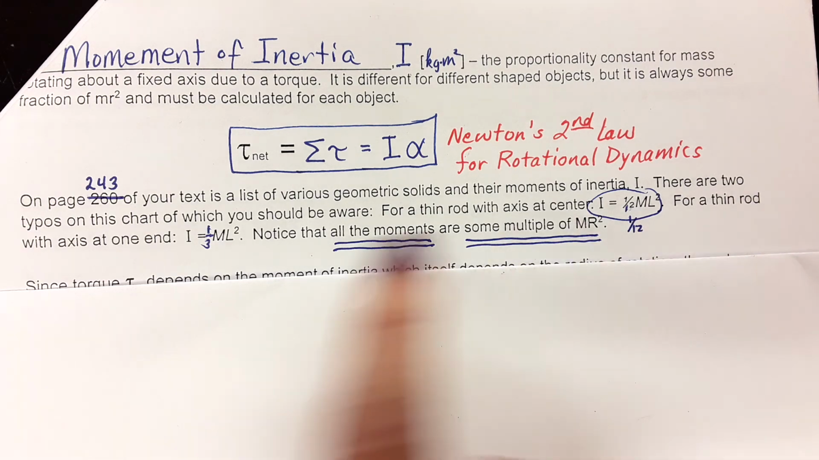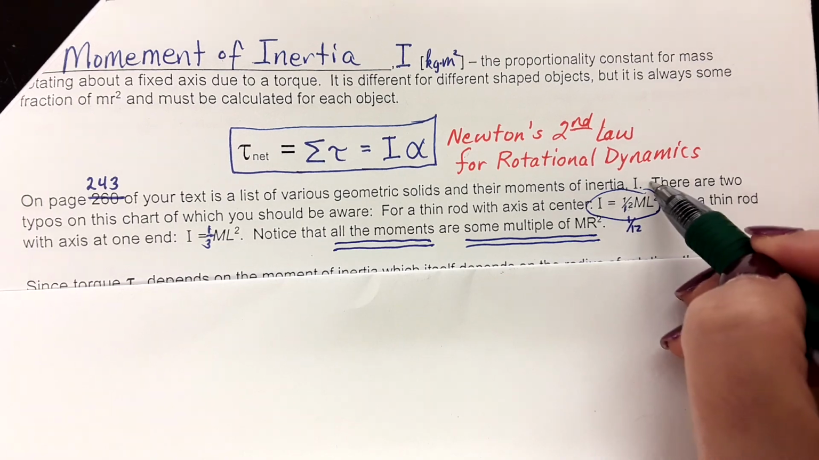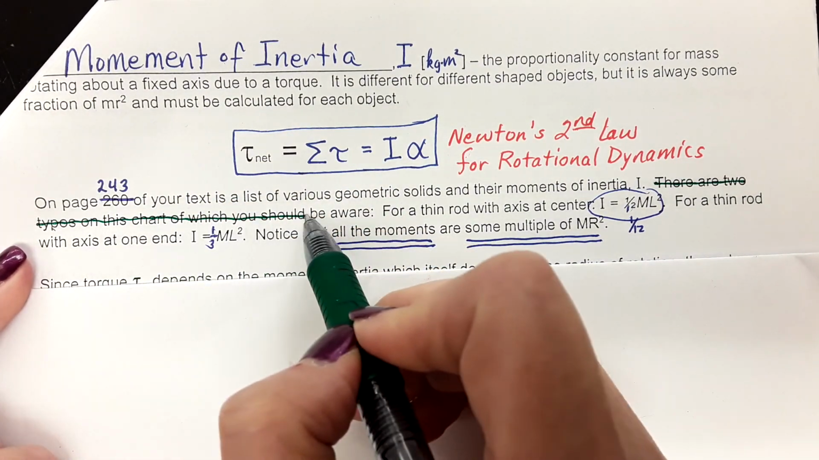So it says right here that there are two typos. That's in the old book. So this particular sentence does not apply to you guys because the new book doesn't have those typos.